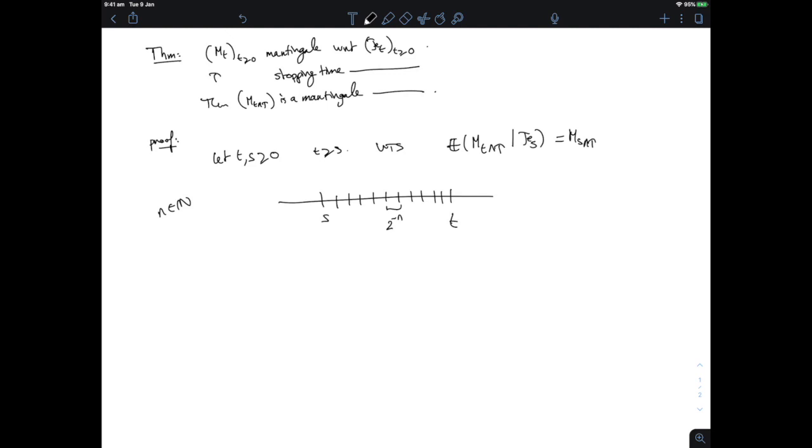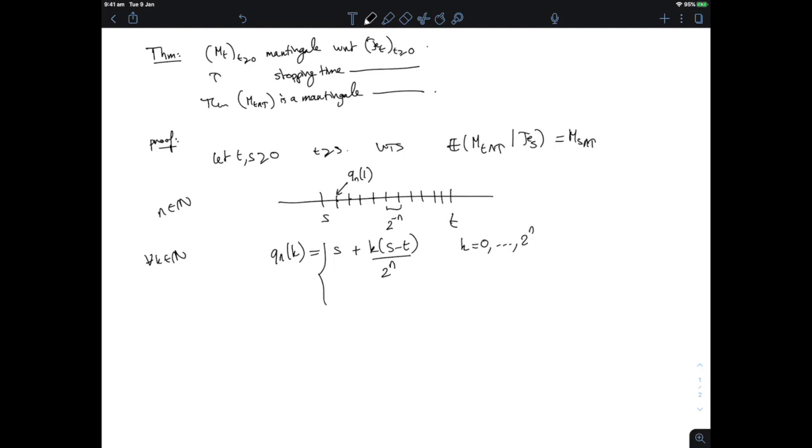Okay, so I want to give names to this discrete set of points in my interval S to T. Let's call them q_{n,k} for all k in the natural numbers, defined in that way: I'm starting at S and I'm adding a multiple of the distance between S and T divided by 2 to the n. I'm going to do that for k between 0 and 2 to the n.